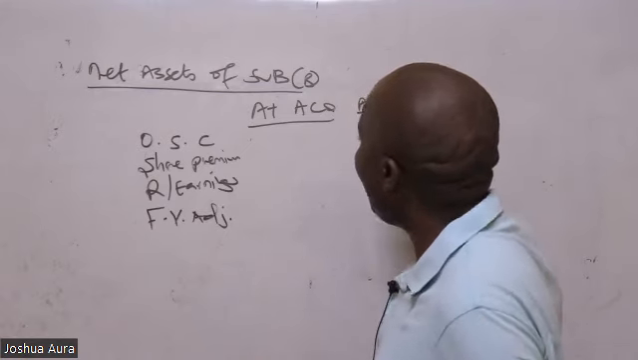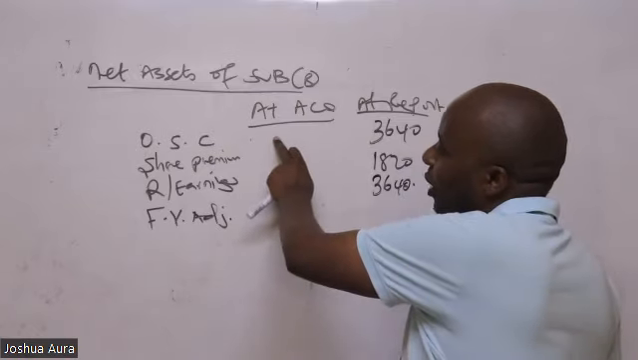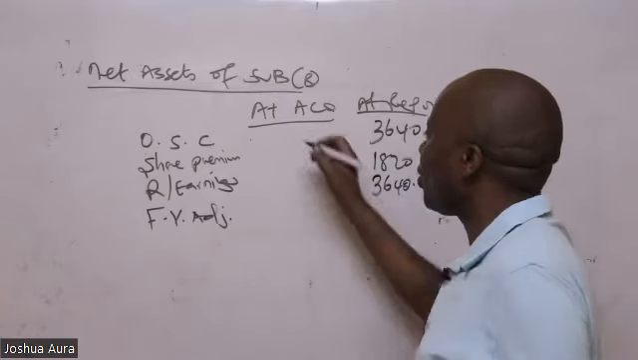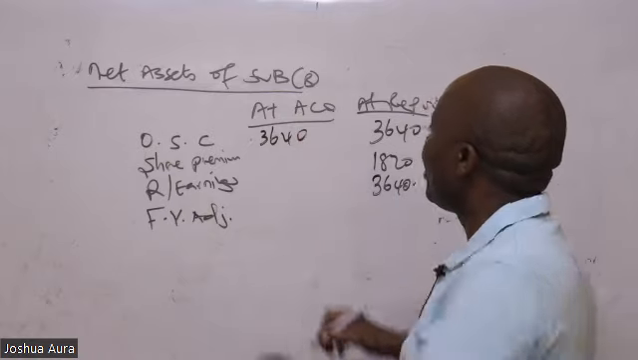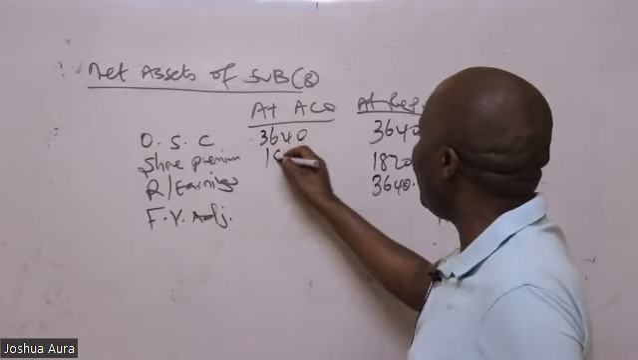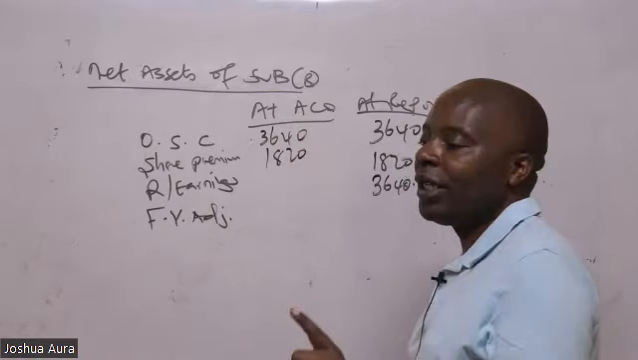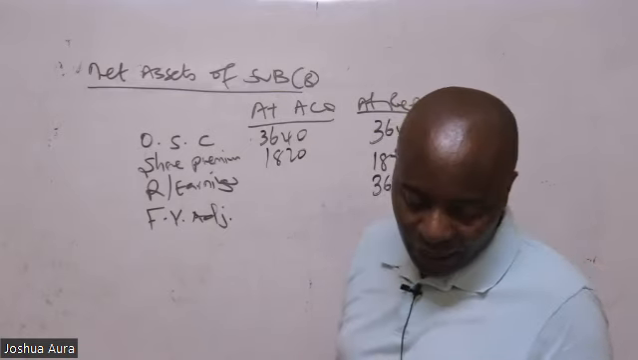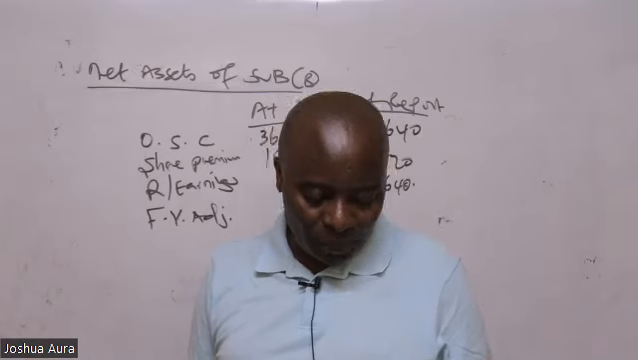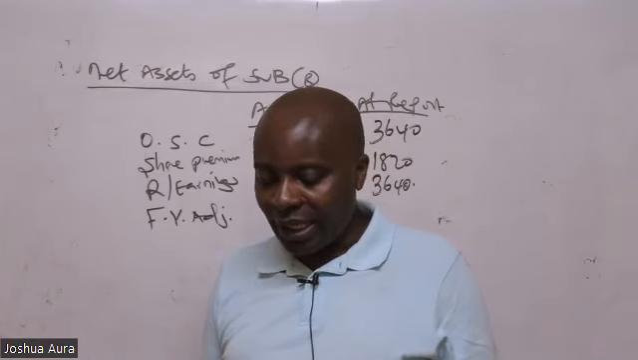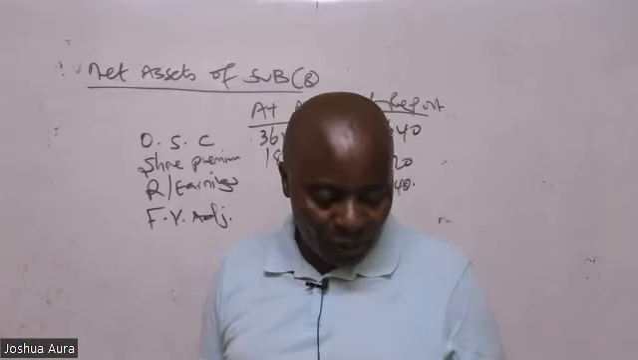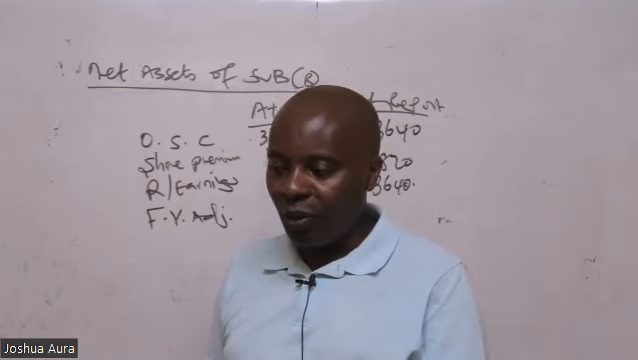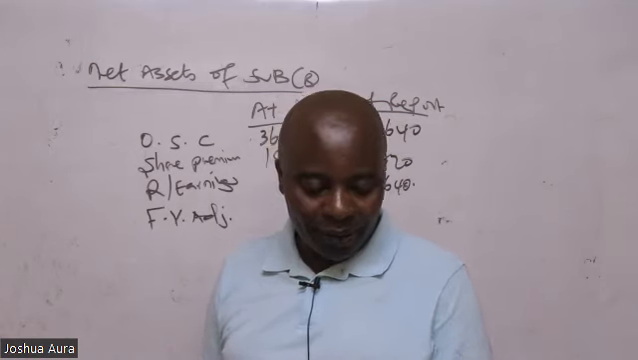So if I'm the one, I know what I should transfer here to acquisition very fast. Ordinary share capital doesn't change, so 3640. Share premium does not change, 1820. Retained earnings, they will always give you retained earnings at acquisition. Have they given me the retained earnings of this company at acquisition? At which note number?